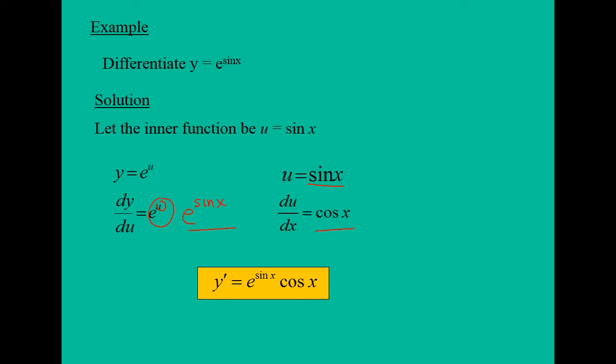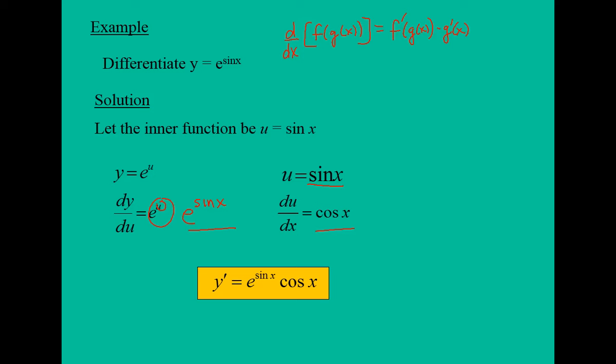If you wanted to look at it using the other technique, the f of g of x, where we know it's f prime of g of x times g prime of x. We see that the inside function, that g of x, is the sine of x. So we want to take the derivative of the outside function, leaving the inside alone.